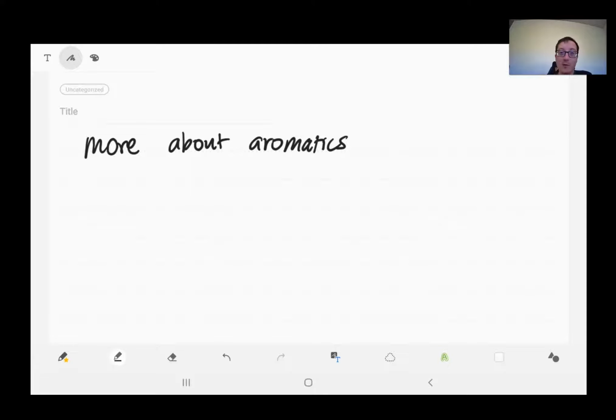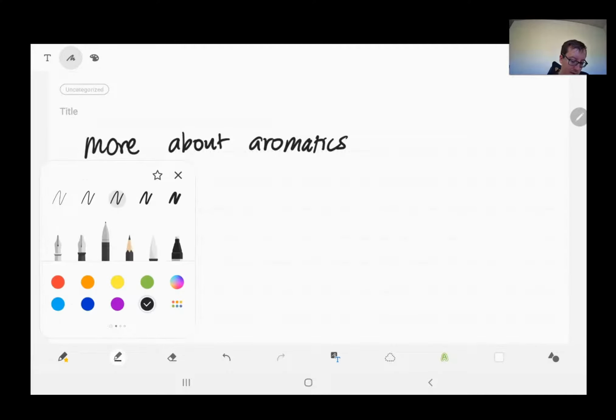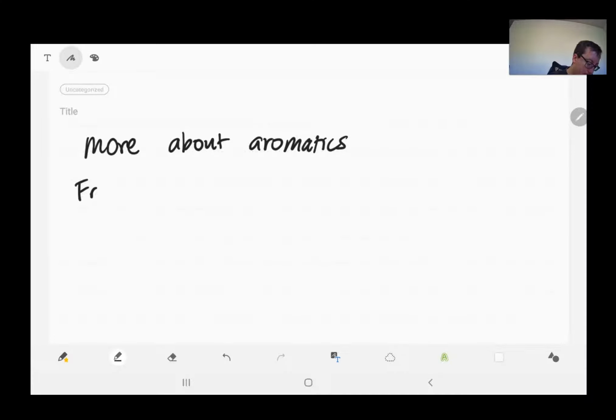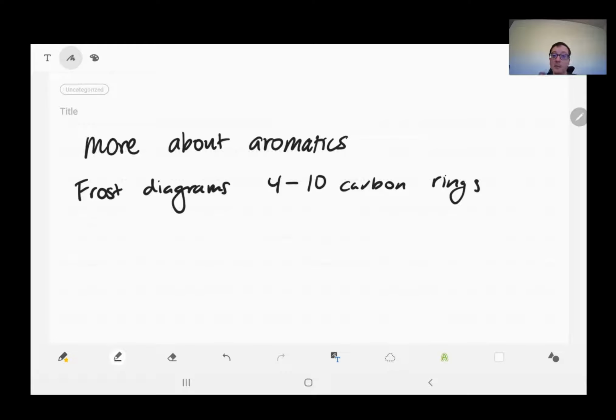There we go. So we're going to talk more about aromatics today. I'll go through and show you another way to test if something is aromatic or not. We're going to learn what's called a froth diagram. These are designed for things between 4 and 10 carbons or so, and they're going to help us predict if something is going to be aromatic or not.